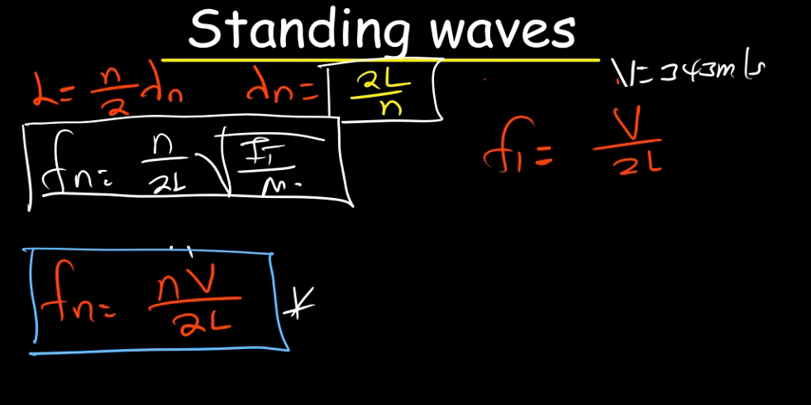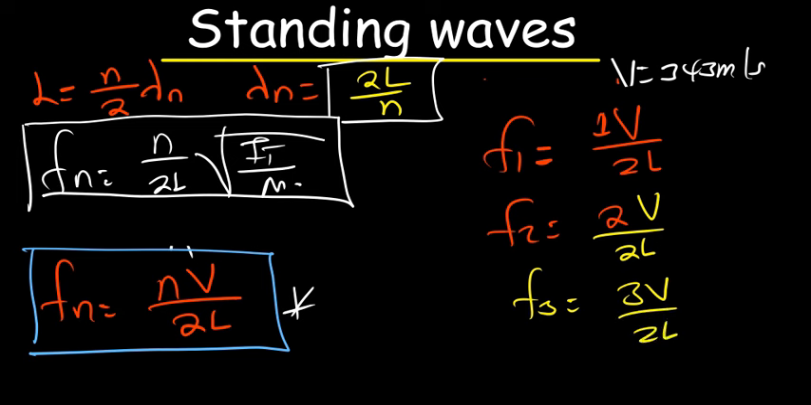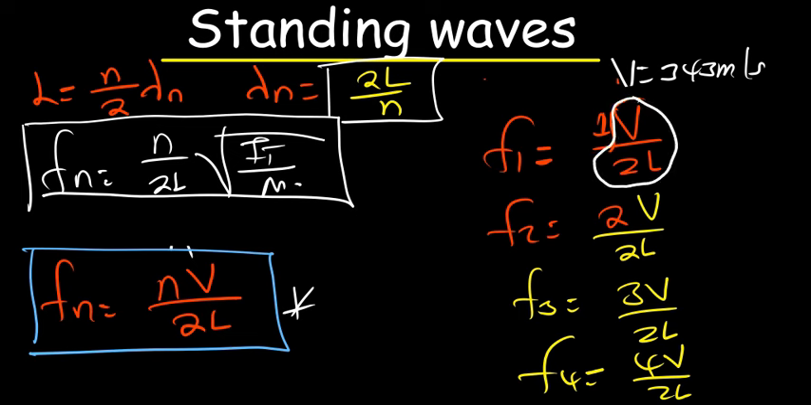What if we want to find the second fundamental frequency, meaning n is equal to 2? It's going to be 2 times v divided by 2L. If n is equal to 3, we are talking about the third harmonic, it will be 3v divided by 2L. If n is equal to 4, it will be 4v divided by 2L. This part doesn't change. The only thing which changes is the n. This part here is the same.